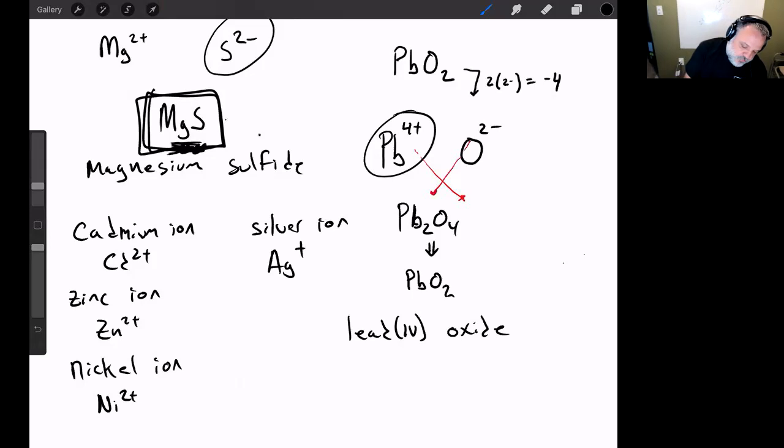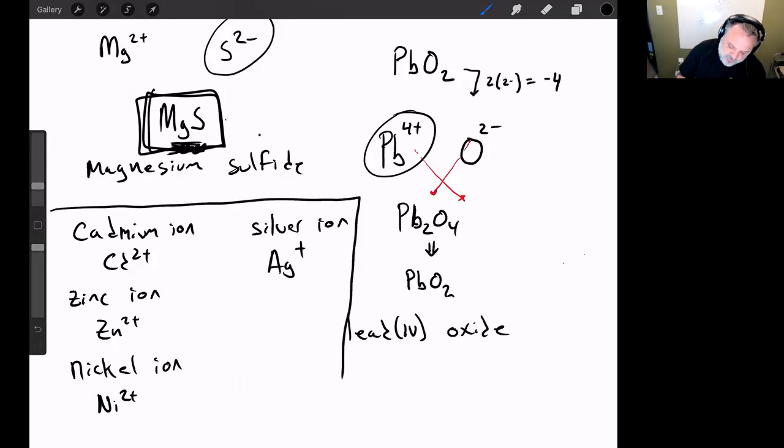So the 4 transition metal ions that take on only a single charge are cadmium, zinc, nickel, and silver ions. They don't have any other charges. Cadmium is always cadmium 2+. Zinc ion is always zinc 2+. Nickel ion is always nickel 2+. And silver ion is always silver plus. So you don't have to use Roman numerals for these.